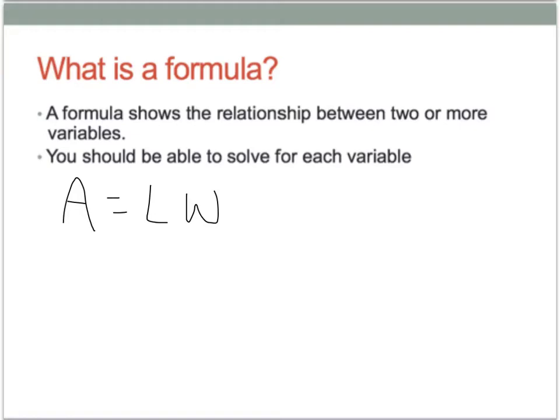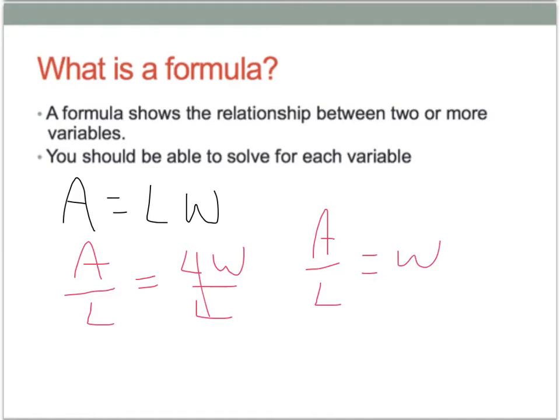If I were to solve this for L or W, if you want to solve for W, I'd divide both sides by L. So I divide both sides by L, and you can see that the L drops out here. And so I'm left with A over L equals W. Now I could also go ahead and solve for L if I wanted to.